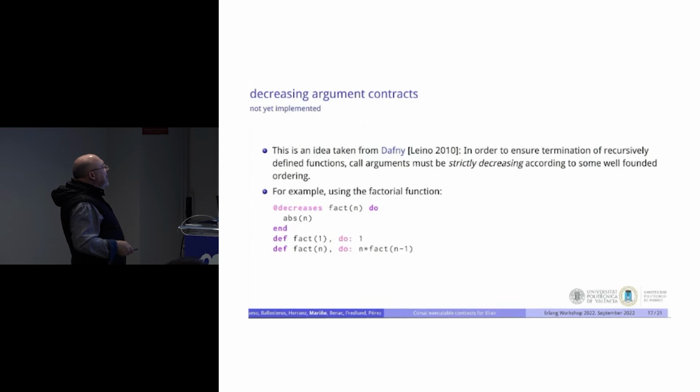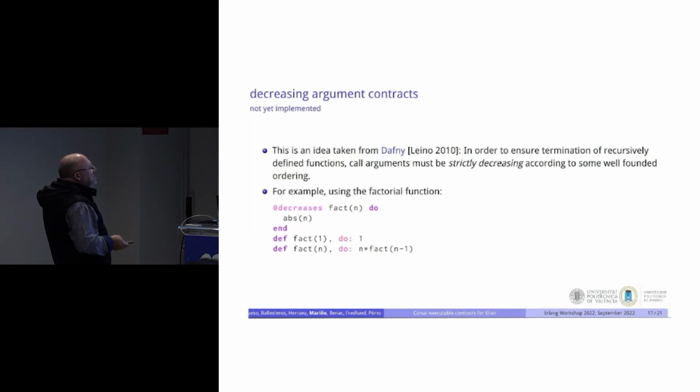So for the factorial case, we have this decreases contract that follows the same syntax as the rest of them. So if you call factorial then the absolute value of n should decrease in subsequent calls. In this case, that would avoid the problem with this function here when you call factorial of 0, because factorial of 0 calls factorial of -1, and -1 has a greater absolute value in particular, right?